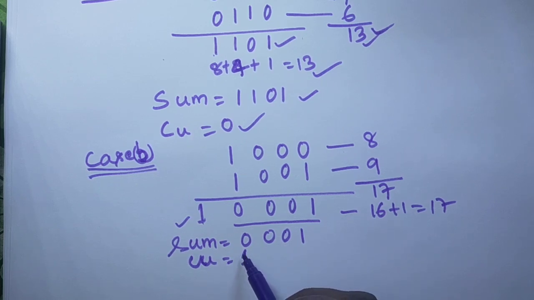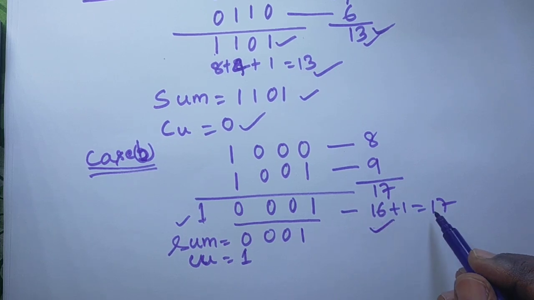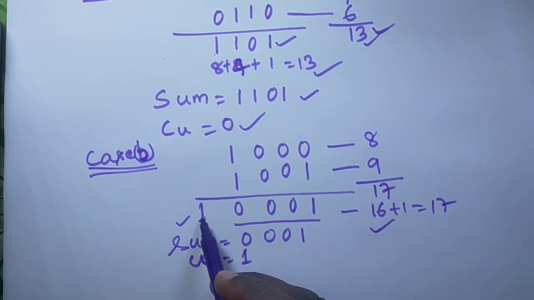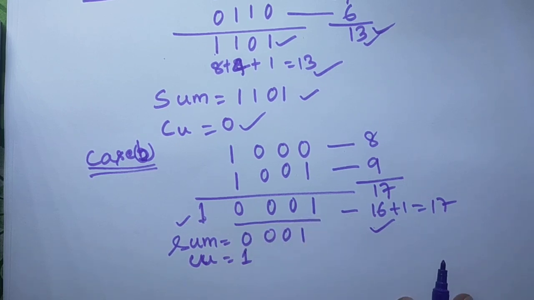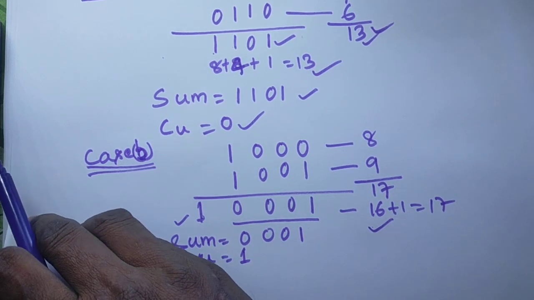Whenever we add this 1, then automatically it becomes 100001. So by this it will give the result: 16 plus 1 is equal to 17. In this way we can calculate the remaining part. Now every case we will consider.